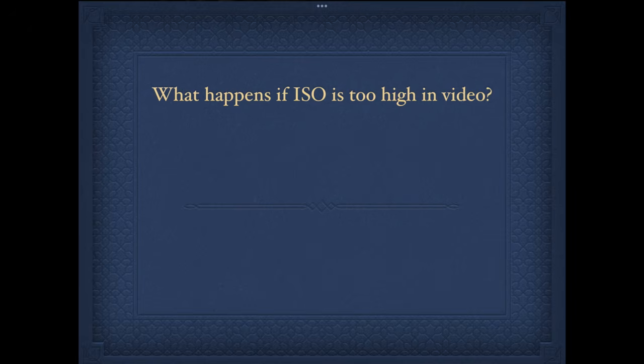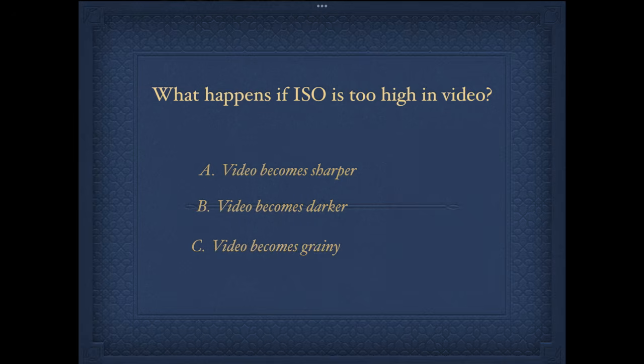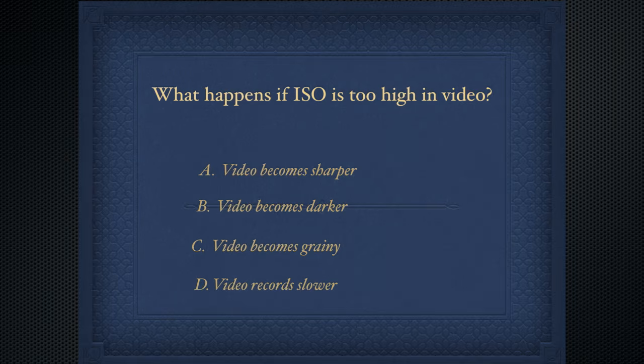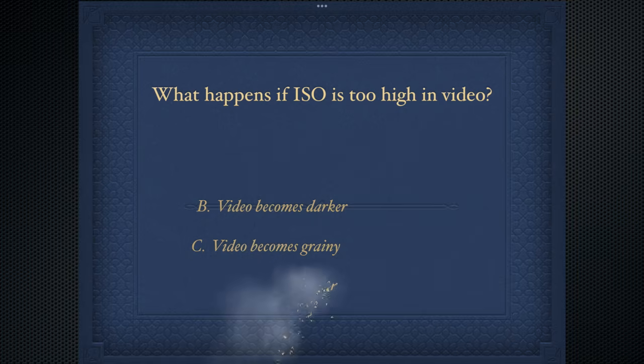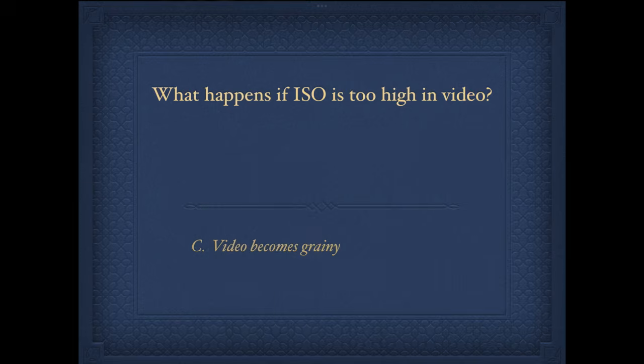Question number 6. What happens if ISO is too high in video? Is it A, the video becomes sharper? B, video becomes darker? C, video becomes grainy? Or D, video records slower? The correct response is C. Video becomes grainy. The Rebel T7 uses continuous autofocus, but it's not perfect.